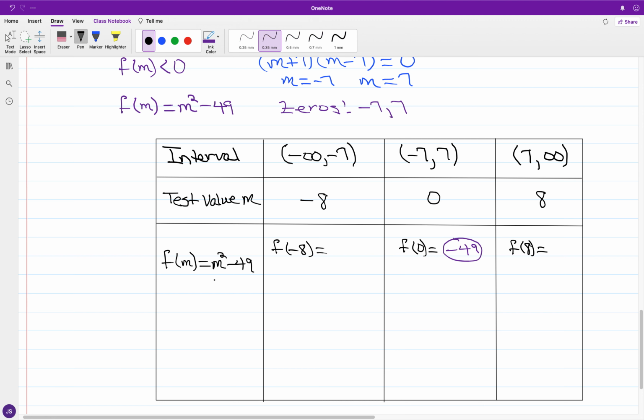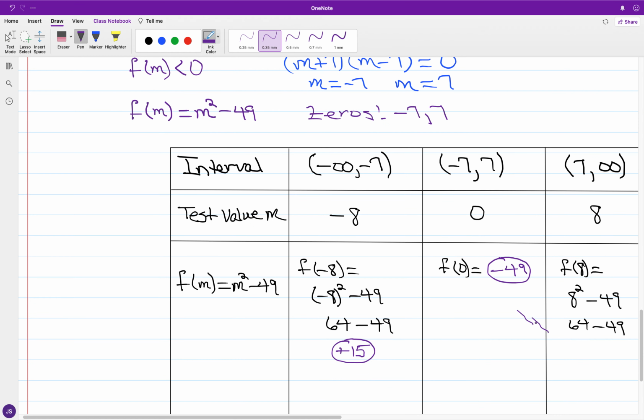And for f of negative 8, we have negative 8 squared minus 49. Negative 8 squared is 64 minus 49, and the difference is going to be positive 15. And for f of 8, we're going to have the same final destination. Just like the square of negative 8, the square of 8 is 64, and take away 49, so we have that difference once again to be 15.